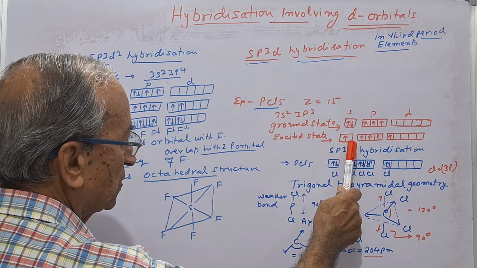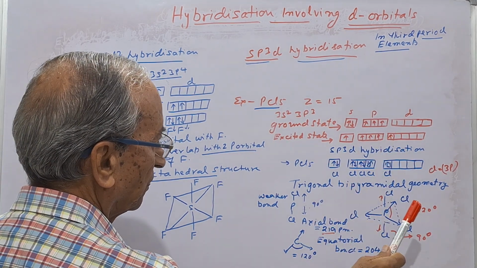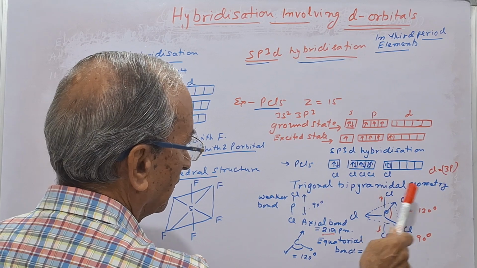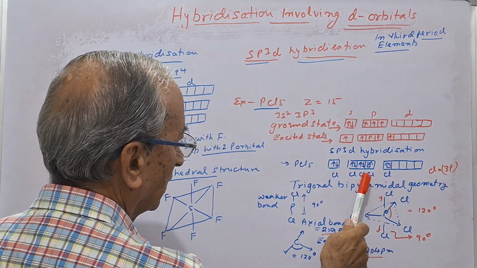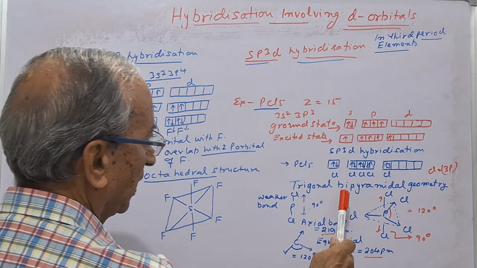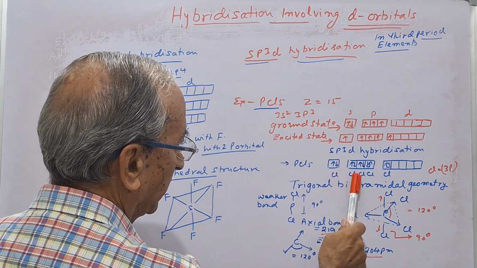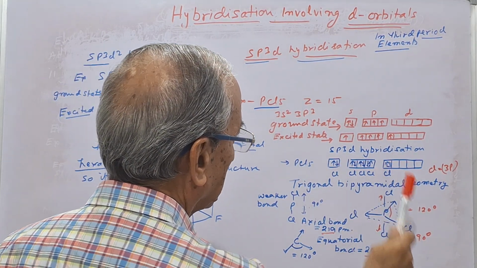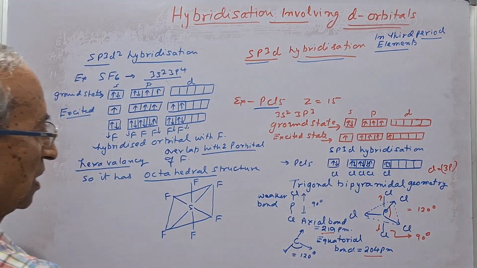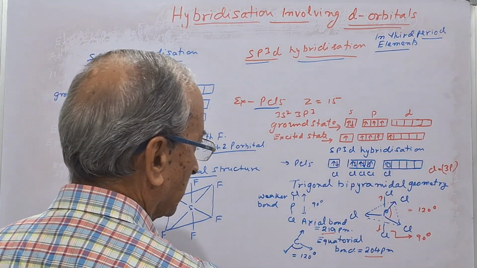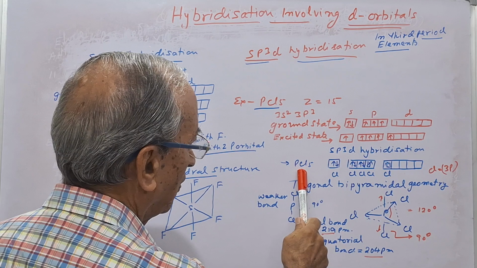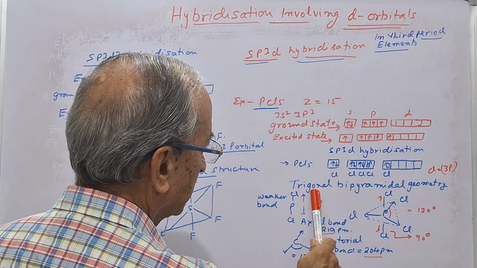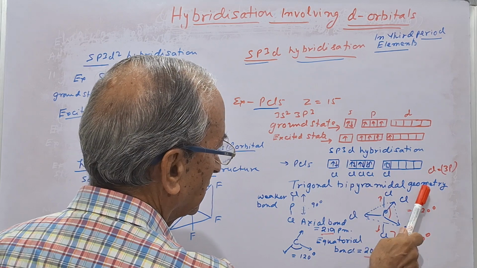Here in the excited state, all the 5 orbitals hybridize to form 5 orbitals of equivalent energy, and these 5 orbitals form covalent bonds with the 3p orbitals of the chlorine atoms. So here the chlorine atoms with 5 electrons overlap with the 5 hybridized orbitals. In this way it forms PCl5. Now in this case, it has a trigonal bipyramidal geometry.